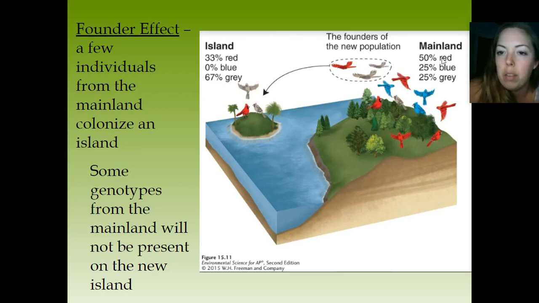The mainland was about 50% red, 25% blue, and 25% gray, but we only had, and I said a different example, so ignore that. This makes more sense. 33% red, 0% blue, because all the bluebirds stayed over on the mainland, right? They didn't want to go over to that island. And then we got 67% gray over here. So we just got red and gray birds. All right, here we go.